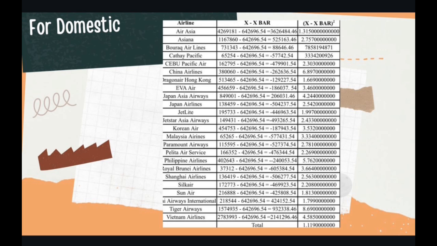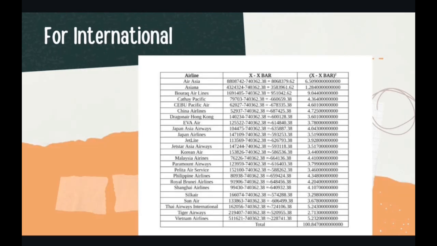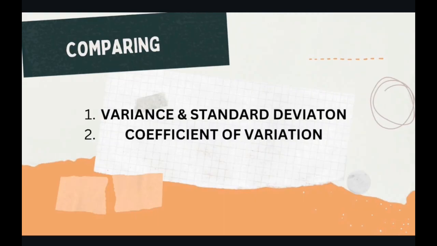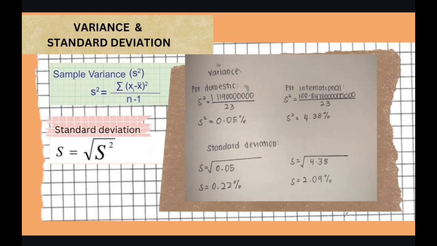Today I will present part 4, which is to calculate and compare measures of dispersion in each dataset. From what I get, this is data for domestic and this is data for international. For this part, I only do two calculations, which are variance and standard deviation, and coefficient of variation. On the left, there is the formula for the variance and standard deviation, and on the right is the calculation for the variance and standard deviation for domestic and international.